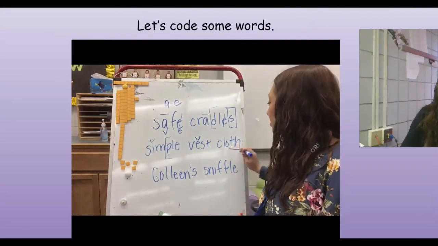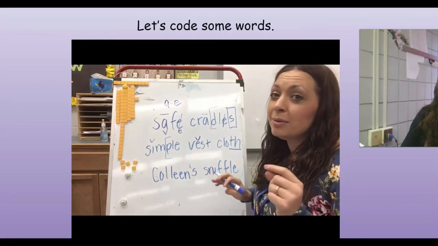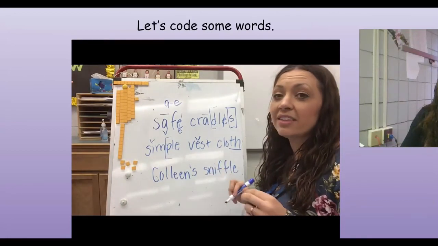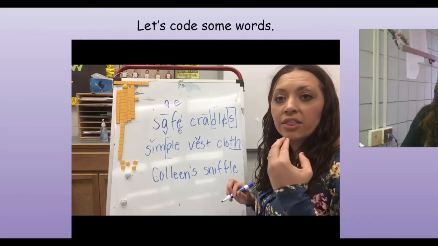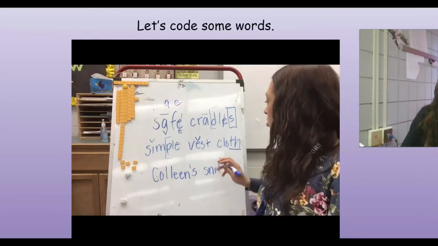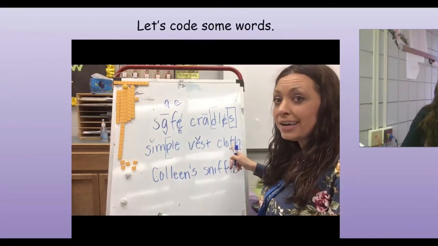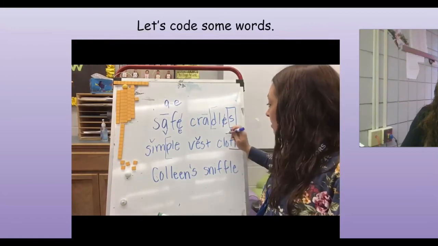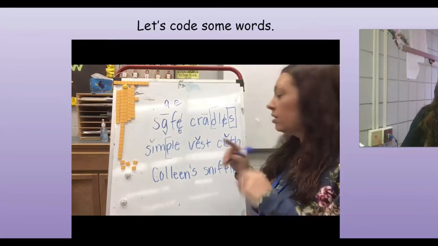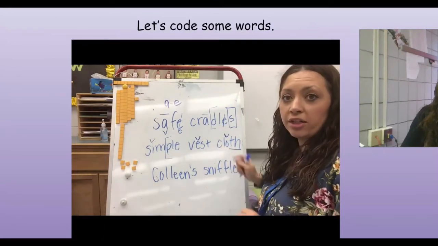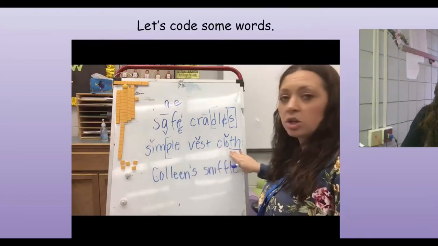I've got that TH together, and I know that TH is a digraph. I can't separate it because it makes one sound. Remember, it can actually make two different sounds. It can sound like thimble, or it can sound like feather, the V sound, okay? So we'll have to figure out which one it does. All right, I have an O in front of it. Well, I know T is a consonant, so that O has to be short. And that CL is a blend, and I can say cl. So cloth, very good. So simple, vest, cloth.